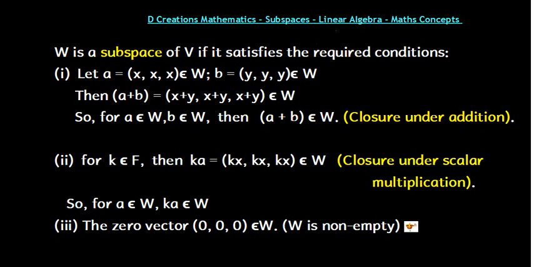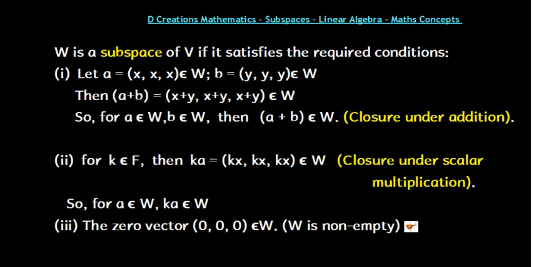Now consider some scalar K belonging to F. So what is going to be the scalar multiplication Ka? Simply you will be multiplying each of the elements of A with K. So it will give you (Kx, Kx, Kx). Again, all the three entries are equal. So this belongs to W. So the second condition, that for every A belonging to W, Ka should also belong to W, is satisfied.